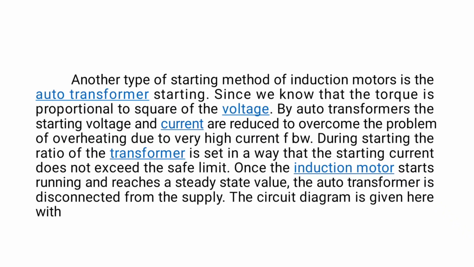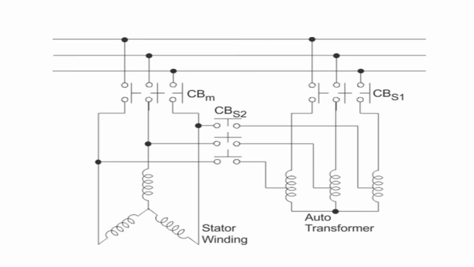During starting, the ratio of the transformer is set in a way that the starting current does not exceed the safe limit. Once the induction motor starts running and reaches a steady value, the auto transformer is disconnected from the supply. The circuit is given here for an induction motor. There is a starter winding and auto transformer.